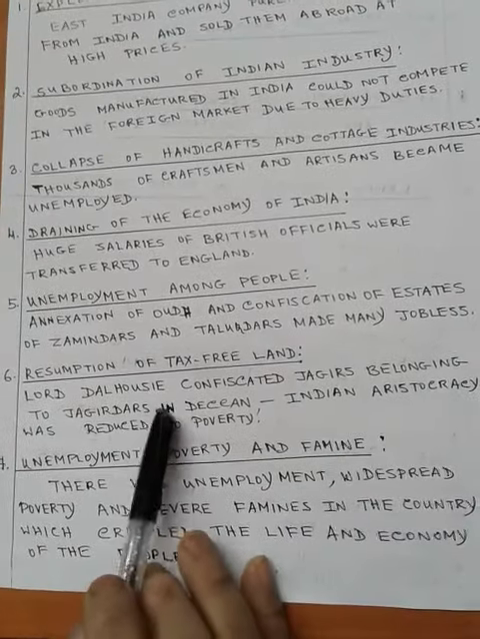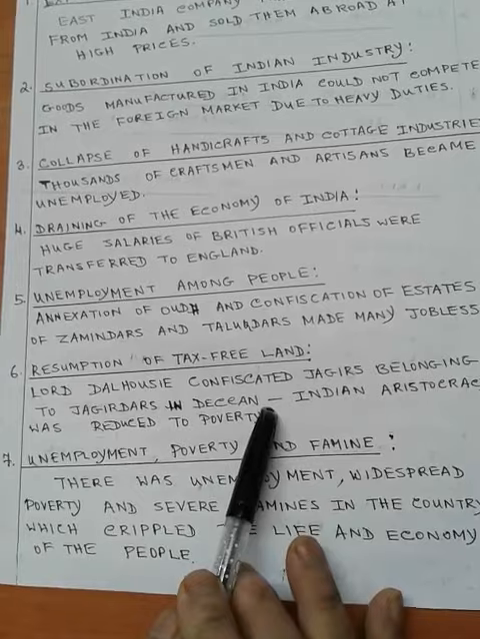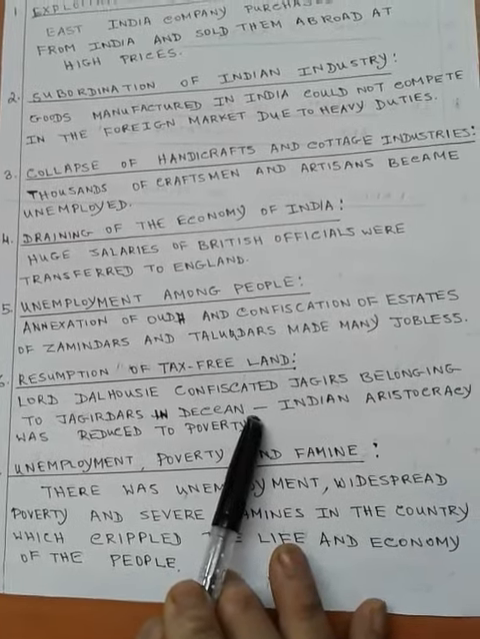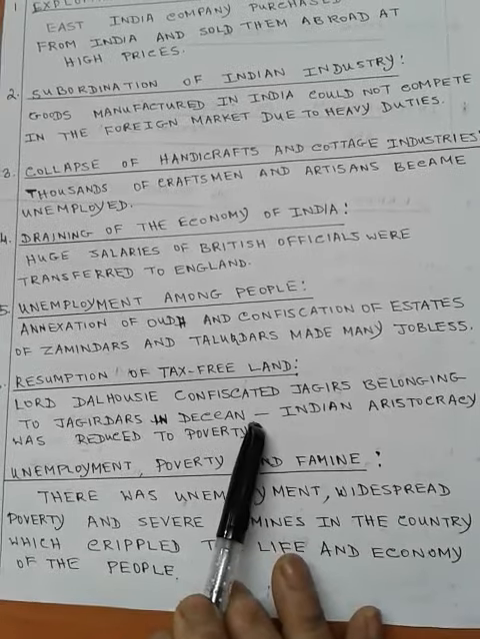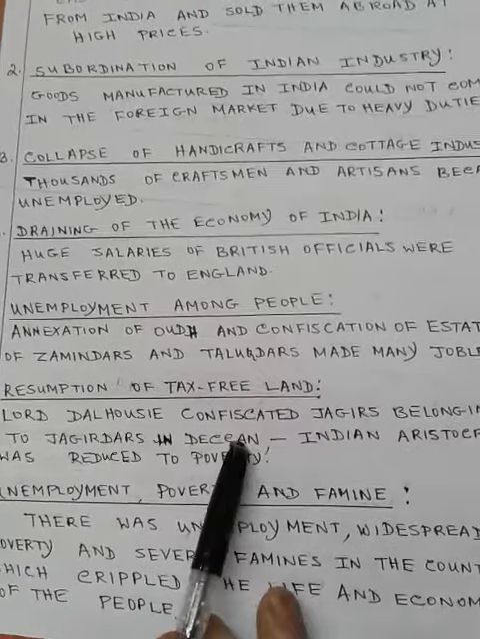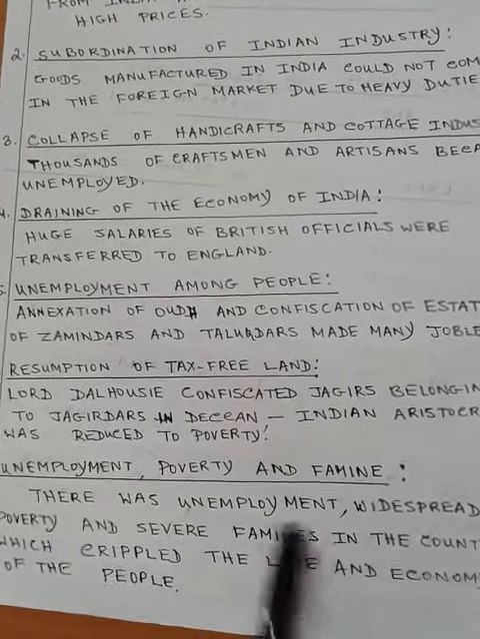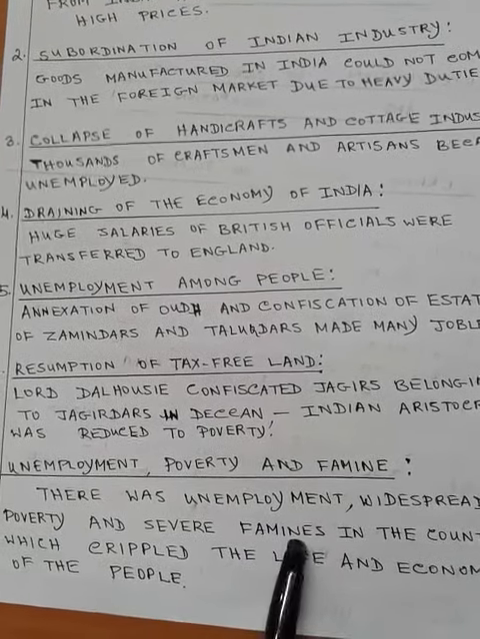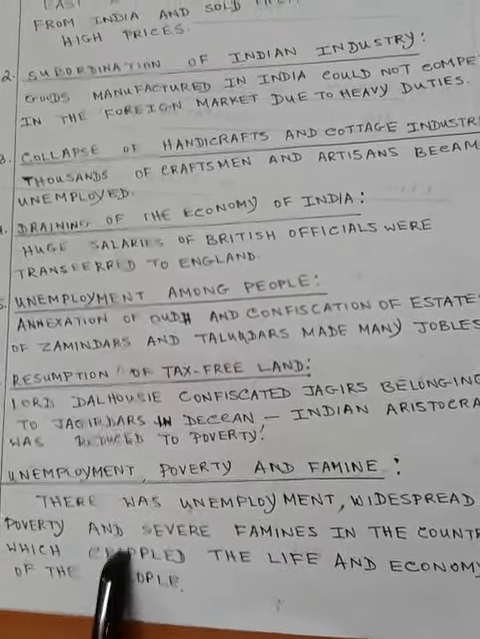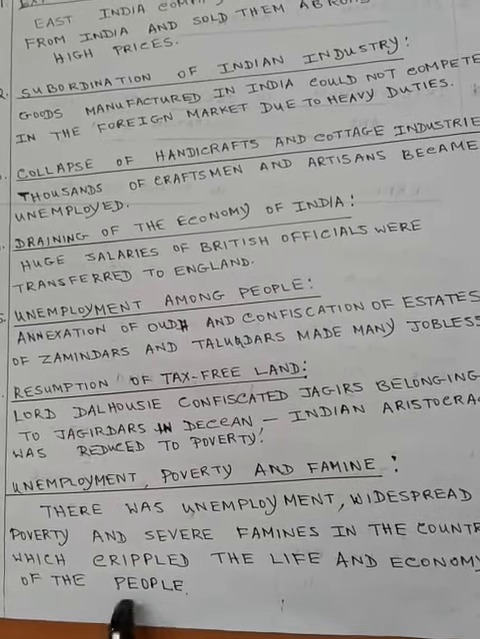Next comes the resumption of the tax-free lands. Lord Dalhousie confiscated the jagirs belonging to the jagirdars of the Deccan. As a result, Indian aristocracy was reduced to utter poverty. And the last point is unemployment, poverty and famine. There was severe unemployment, widespread poverty and severe famines in the country which crippled the life and economy of the people.